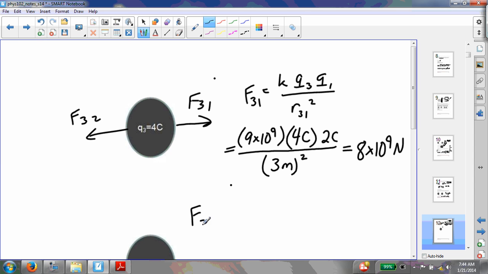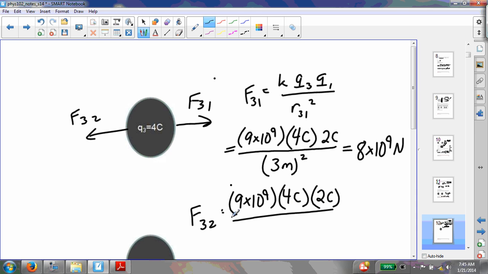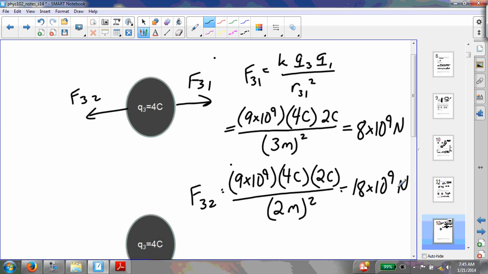Now let's also find F32. It's going to be 9 times 10 to the 9th, Q3, which was 4 coulombs, Q2 now, which is 2 coulombs, divided by the distance between particle 3 and particle 2, which is 2 meters squared. And that's going to be 18 times 10 to the 9th newtons. So now, if I want to find the net force, I just say F31 minus F32.